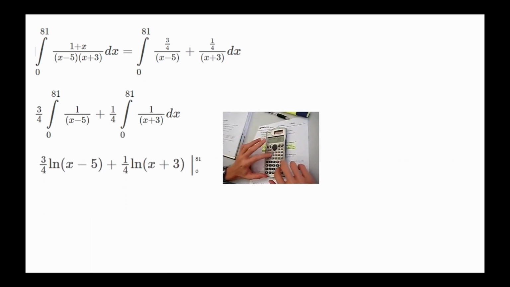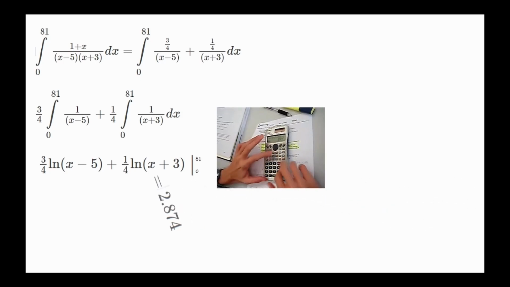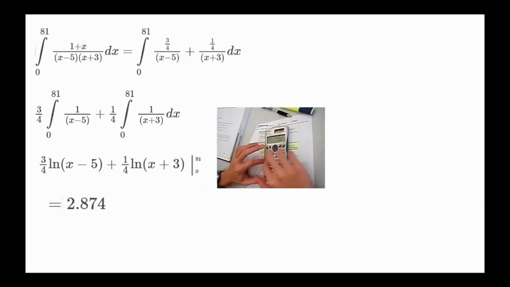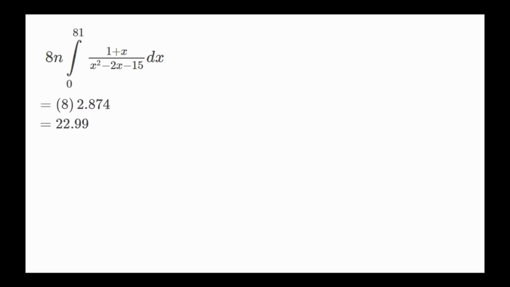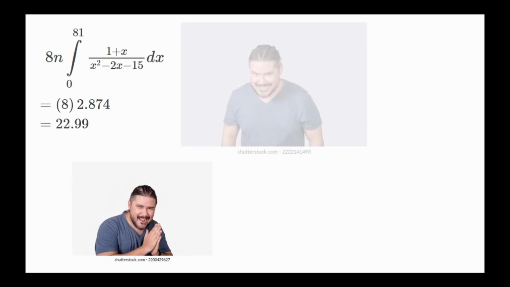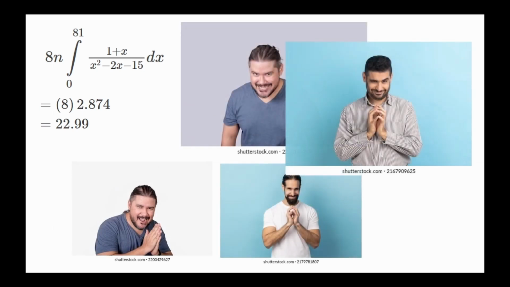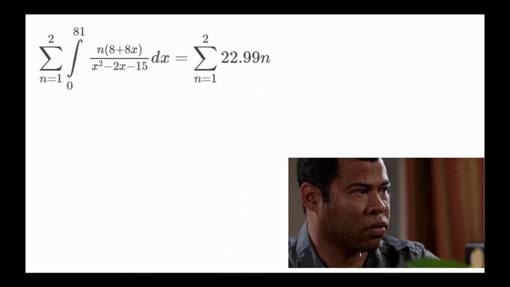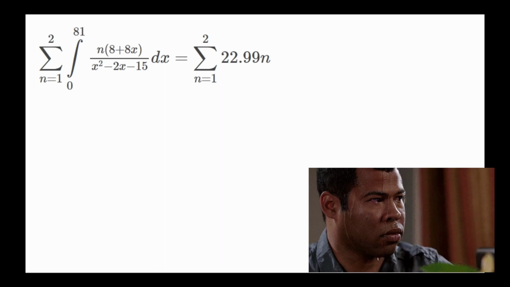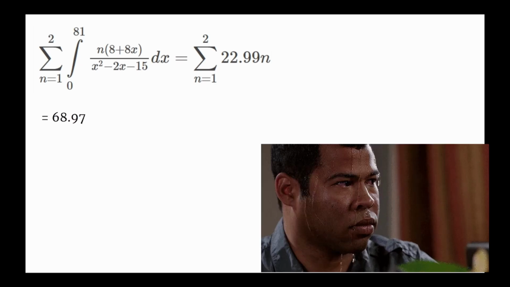And then now we do some calculator work. We get 2.874. Interesting. So our integral is, so we multiply the answer by 8 and we get 22.99. Interesting. Yeah, boy. So we have our series here, and if you remember from Algebra 2, we'll evaluate that, and we get 68.97.